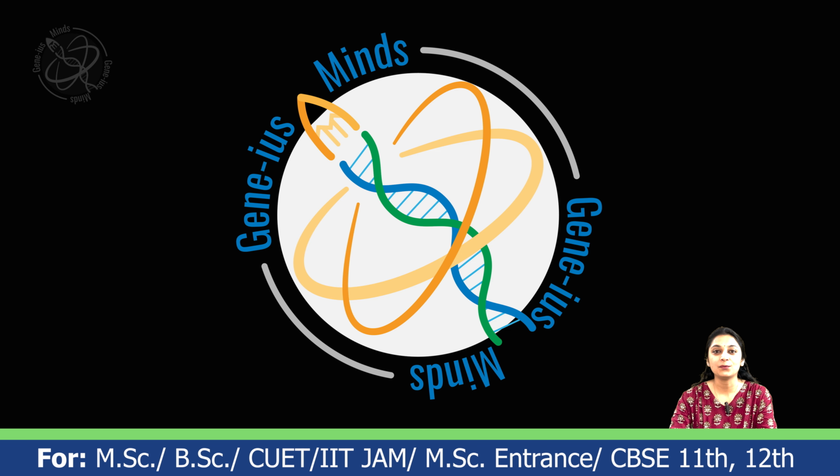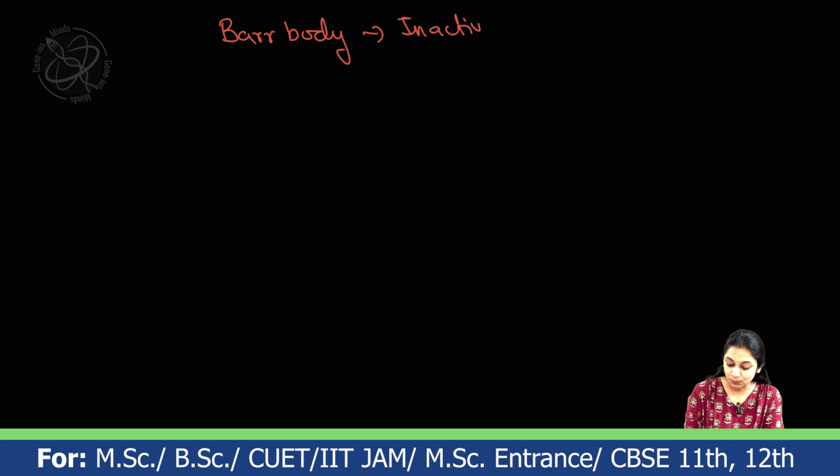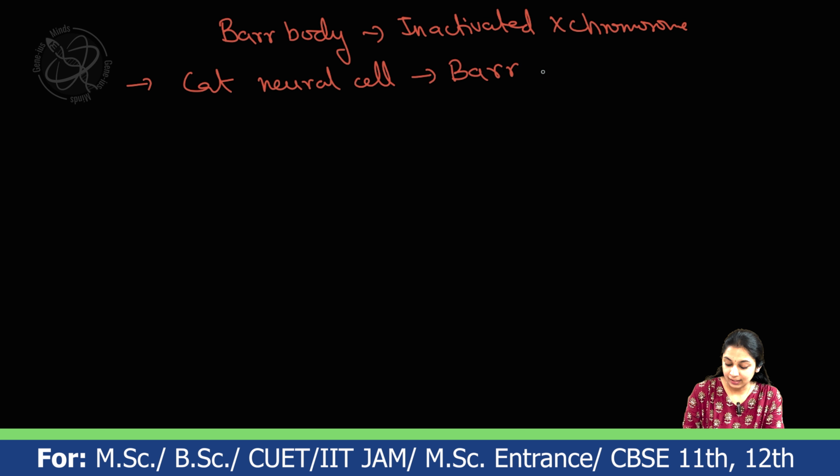In today's video, we are going to learn about one important chromosome, that is the Barr body. Another name for the Barr body is the inactivated X chromosome. It was first found in cat neural cells by Barr. That's why the name is Barr bodies. The full name is Murray Barr.